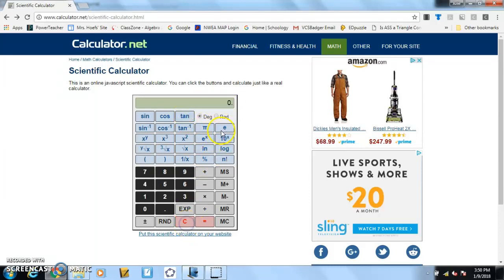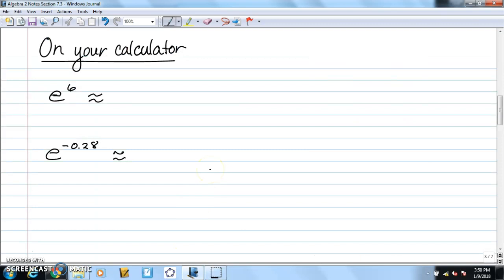And again, if your calculator doesn't have an e to the x, hit your e, then to the power of 6, and what does that equal? Well, 403.4. So we say this is about 403.4, depending on whatever they ask you to round to. So you try this one here.